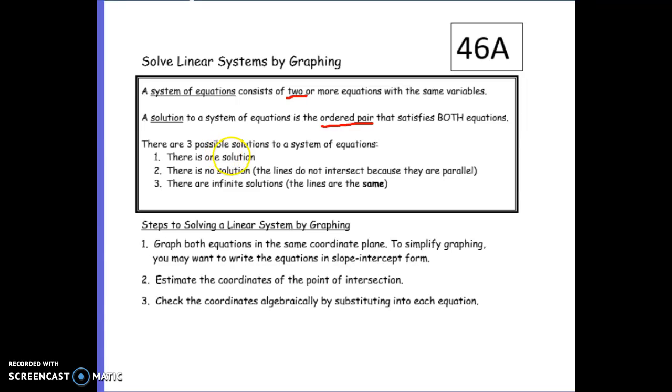We're going to find out that there are three possible solutions. We can either have one solution, being the ordered pair, or there's no solution because the lines do not intersect because they're parallel, or there are infinite solutions because the lines are the same.